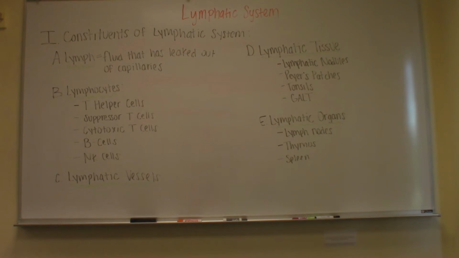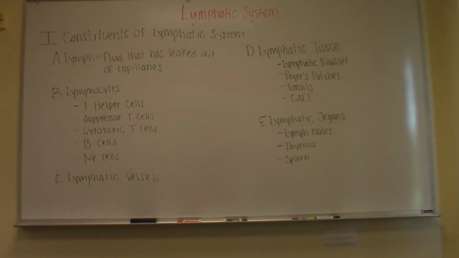Alright, so today we're going to go over the lymphatic system, and here are some major components. Lymph is fluid that has leaked out of the capillaries, interstitial fluid inside of a lymphatic vessel. Lymphocytes include T helper cells, which help the immune system. Suppressor T cells suppress the immune system. Cytotoxic T cells kill other body cells. B cells produce antibodies, and NK cells are natural killer cells.